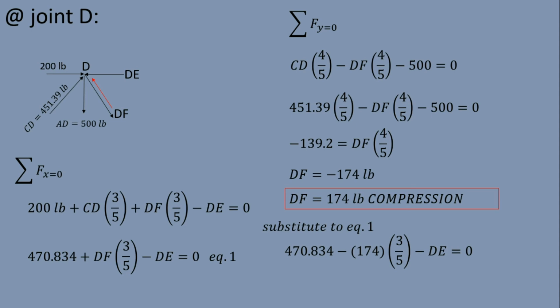So, dapat mag-add sila ng DE. So, ibig sabihin, pares lang dapat naka-minus dyan sa 470.834. So, 1 times 174 times 3 over 5 minus DE must be 0. So, we have DE is equal to 366.434 pound na compression din. Nakuha natin based doon sa solution natin. So, since nag-positive siya, tama yung assumption natin sa DE na compressive force siya.